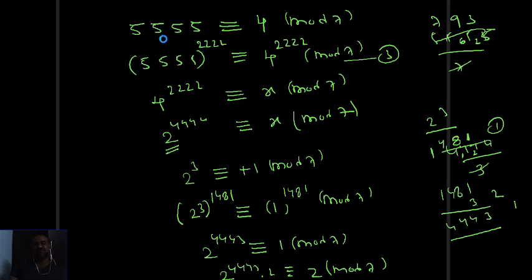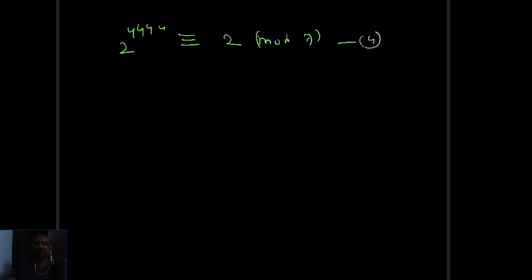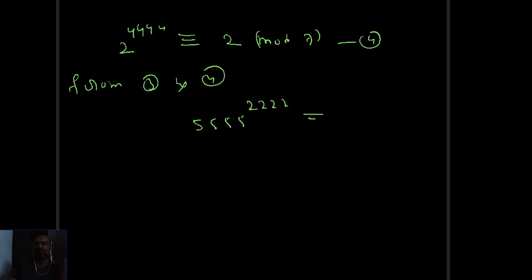That is same as 2 power 4 congruent to 2 modulo 7. So see equation 3 and this, say this is 4. From 3 and 4, what I can say: 5 power 2 congruent to 2 modulo 7. So this is result B now.